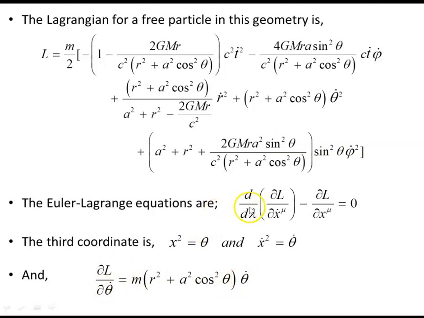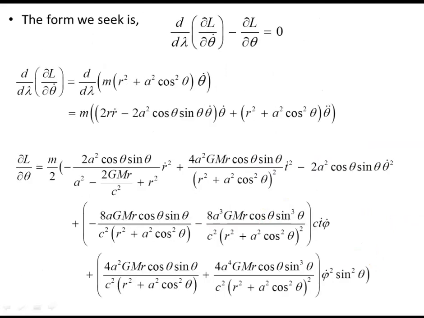And then we're going to find the derivative of that with respect to lambda, bearing in mind that r, theta, and theta dot are functions of lambda. They're parameterized in terms of the variable lambda. So let's have a look at that now. The form we seek is d d lambda of dL d theta dot, and then also we'll be after the partial derivative of the Lagrangian with respect to the coordinate theta. All of that set to zero, the Euler-Lagrange equations.